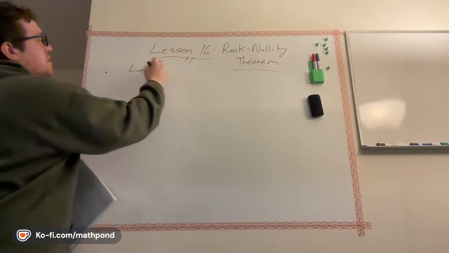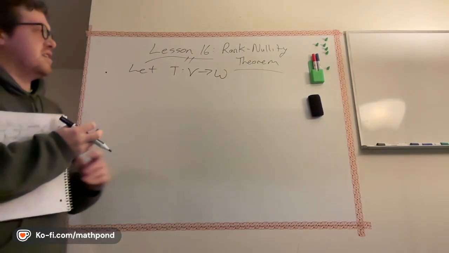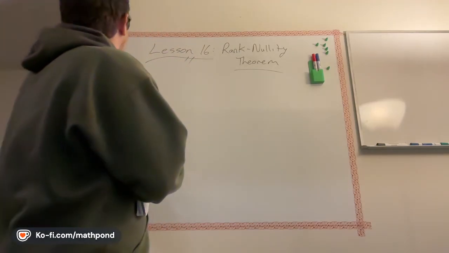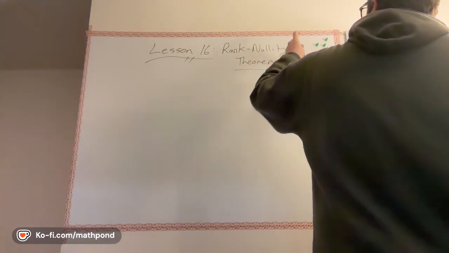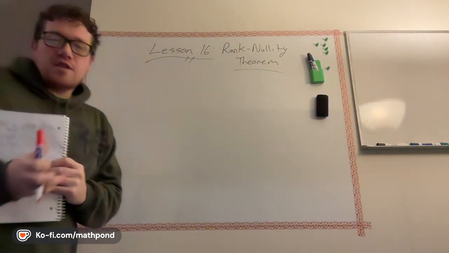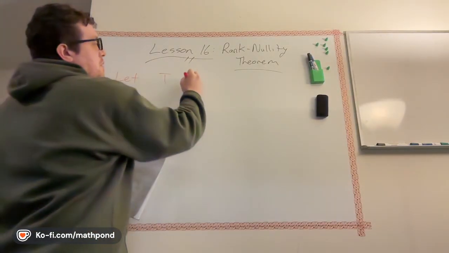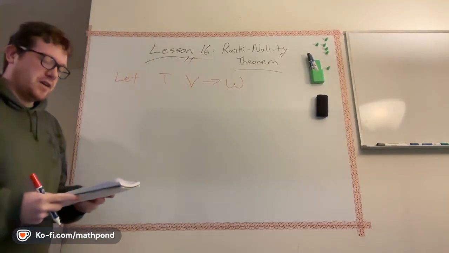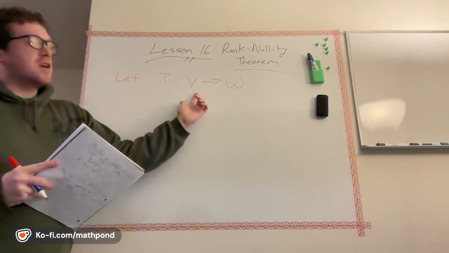So let T be a map from V to W. Actually, I don't like this. Let me change the color. Right, so we're still talking about linear maps, right? So let T be a linear map from one vector space to another, from V to W, so just any two vector spaces. Usually they'll be finite dimensional for what we're talking about, but they could be any vector spaces.